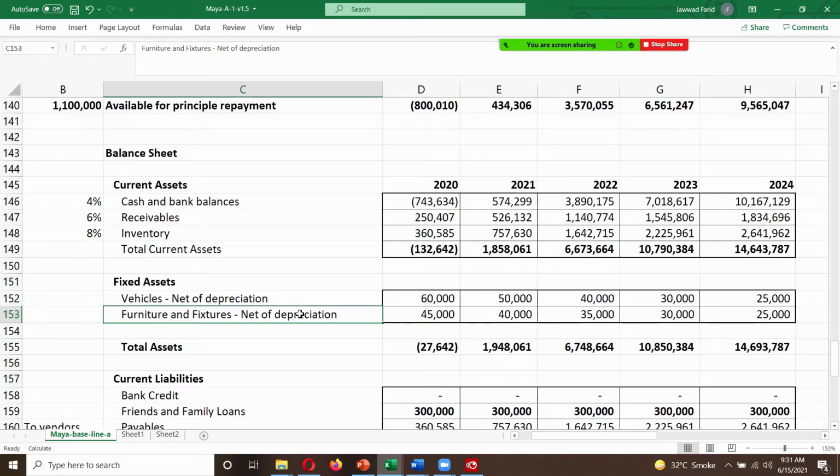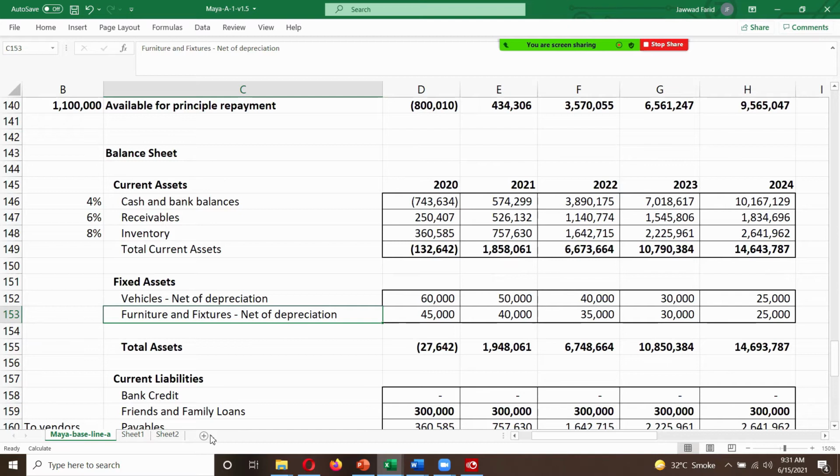I need to expense it over the next 3 years. So if it's 10,000 dirhams, it's going to be about 3,300 dirhams per year, right? So I'm going to allocate a cost of 3,300 dirhams per year, and the value of this asset will come down by that amount every year.